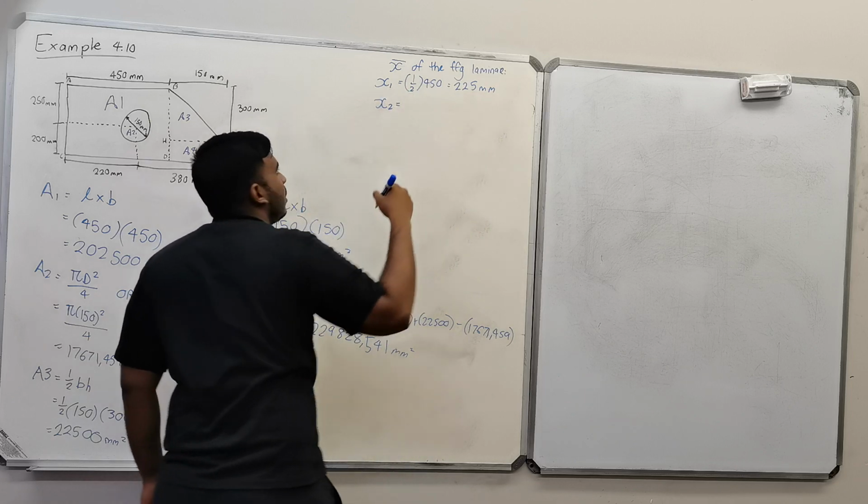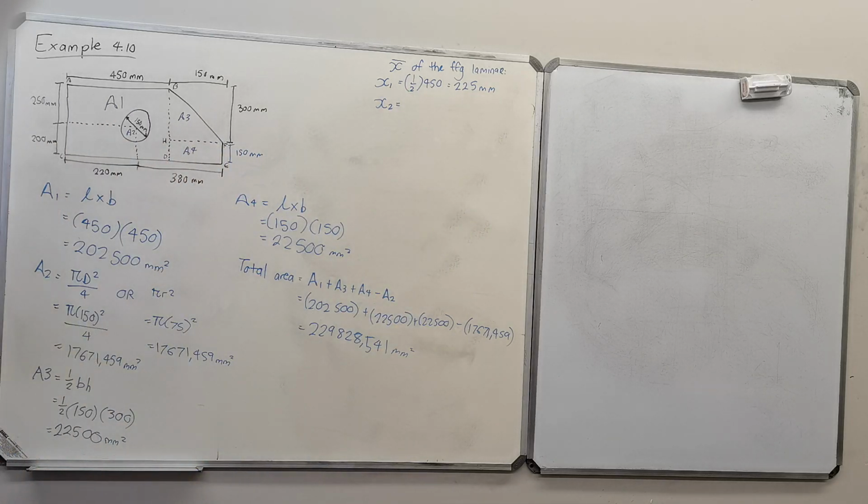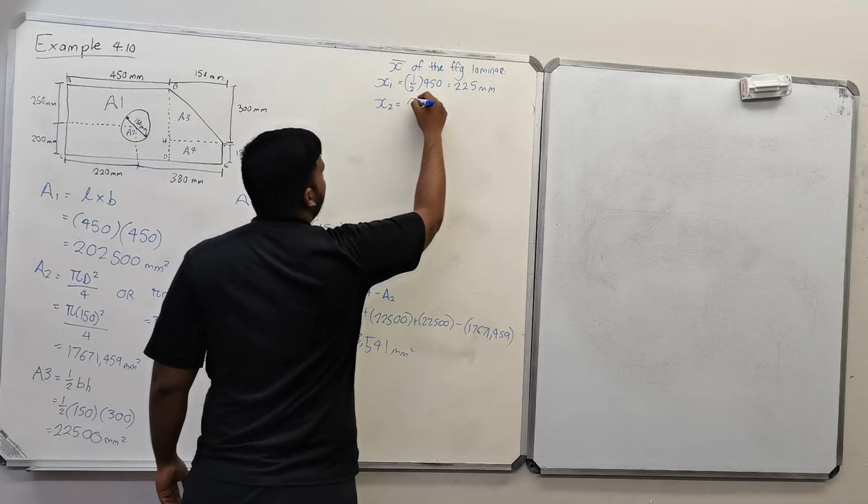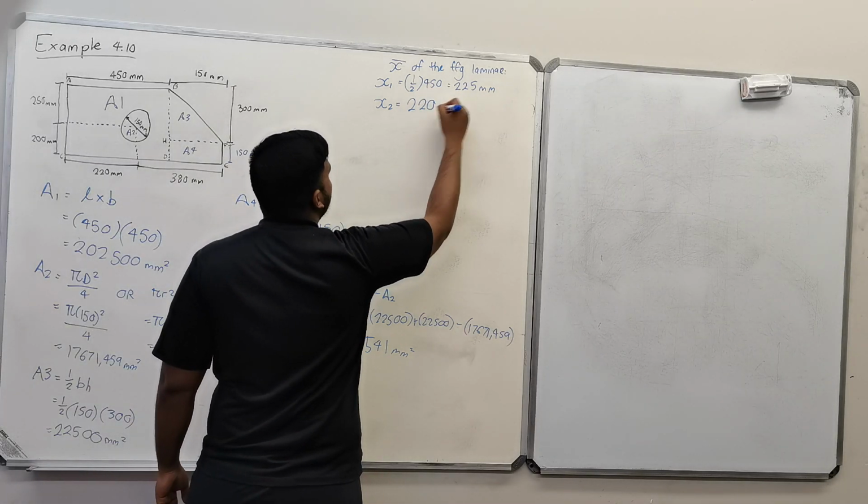X2, also, what would that be? Look at the diagram. X2 would correspond to which shape then? The circle. So what's the center point of the circle? On the x-axis, from the 200, it's 220. They gave it to you where the center point is. So this here is 220 millimeters.